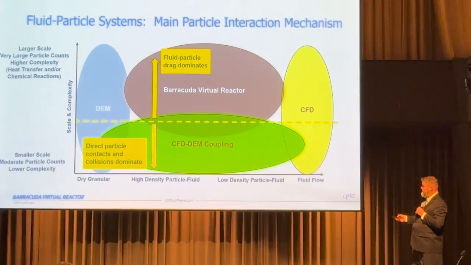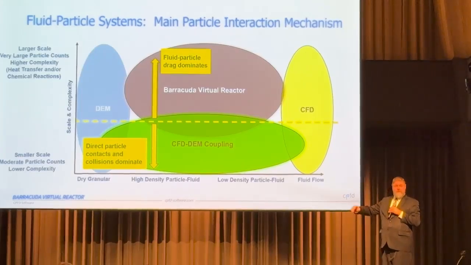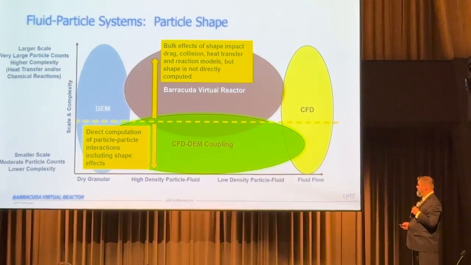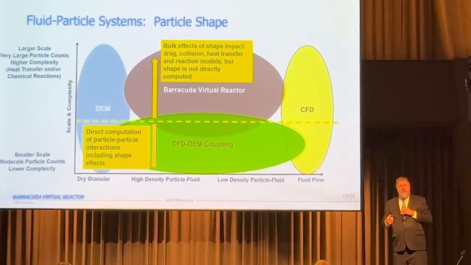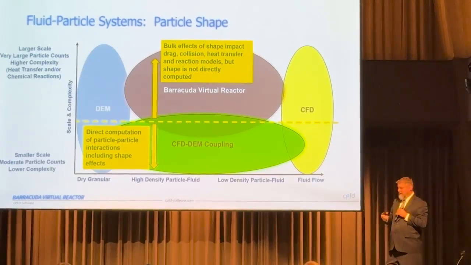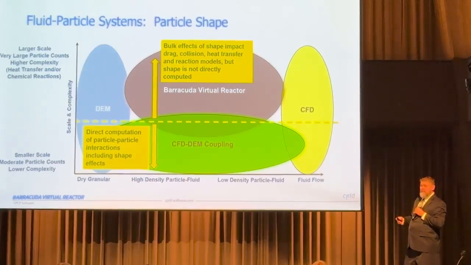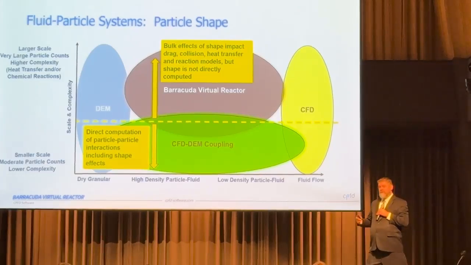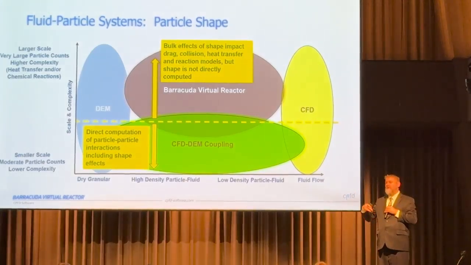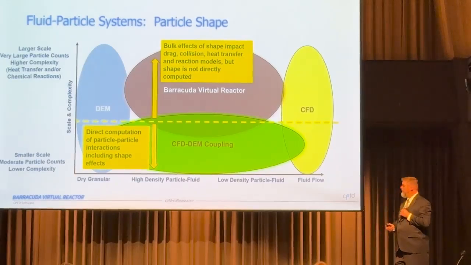What's the dominant physics? Is it direct particle contacts that matter most, or is it fluid-particle drag that dominates? This is a fluidization workshop, so as you go to drag dominated systems, again, this is where Barracuda Virtual Reactor tends to have an advantage. Particle-particle interactions: if you're looking at shape effects, where individual particle collisions, how they interact and interpack matter, that's a really good fit for CFD-DEM. Barracuda can handle these, but keep in mind, they come in through models. So if you have different shaped particles, you may have a different drag model. If you have different surface area, you may have different reaction rates or heat transfer coefficients. So it's still captured, but through the models.